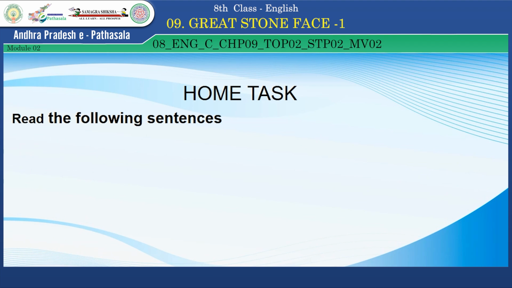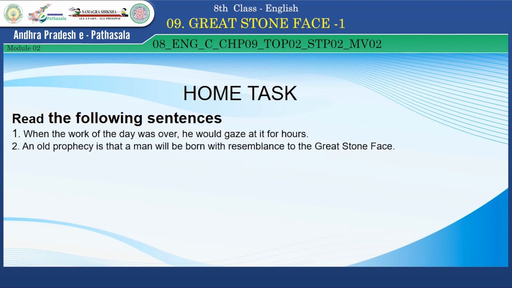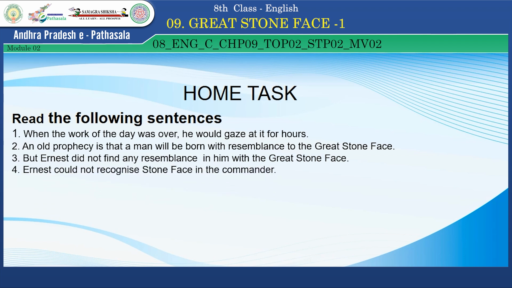Home task. Read the following sentences. Number 1. When the work of the day was over, he would gaze at it for hours. Number 2. An old prophecy is that a man will be born with resemblance to the great stone face. Number 3. But Ernest did not find any resemblance in him with the great stone face. Number 4. Ernest could not recognize stone face in the commander.